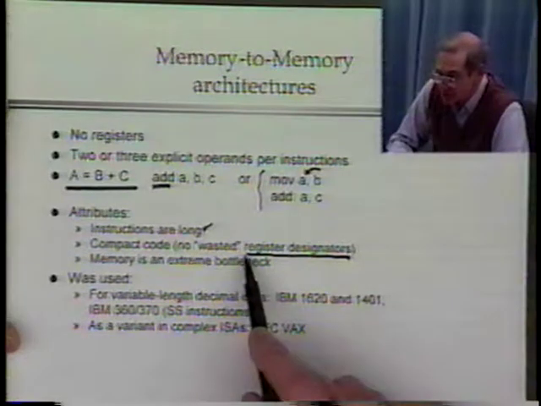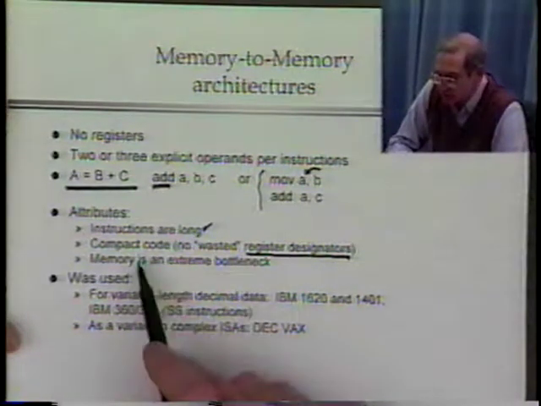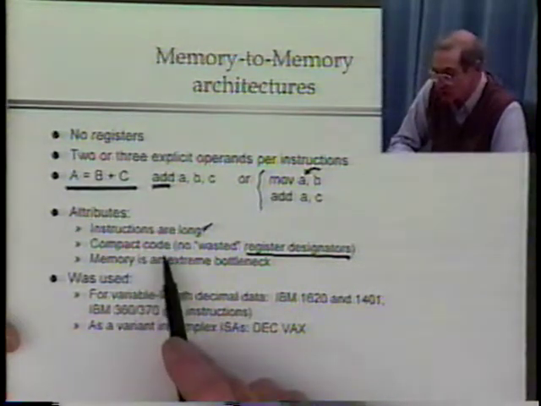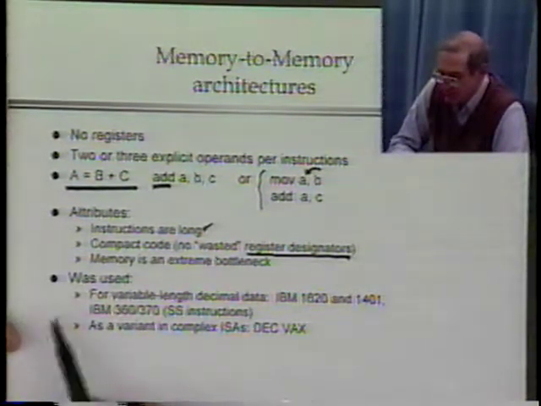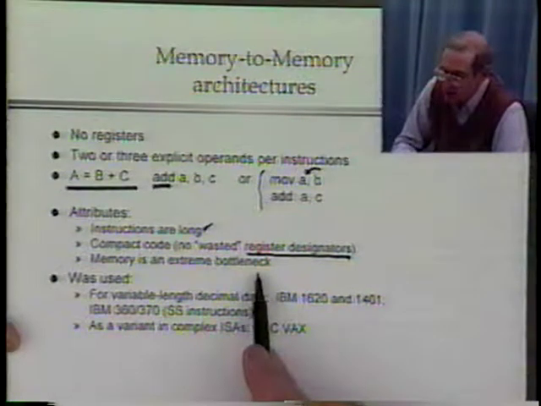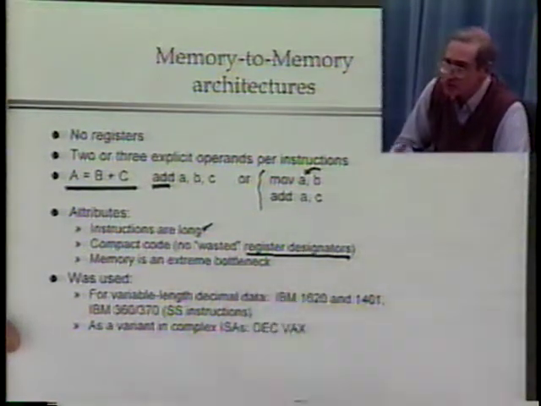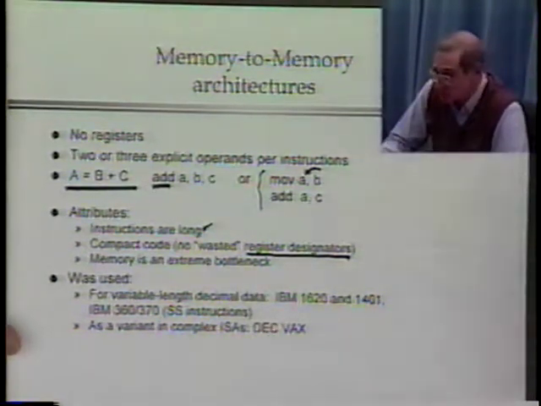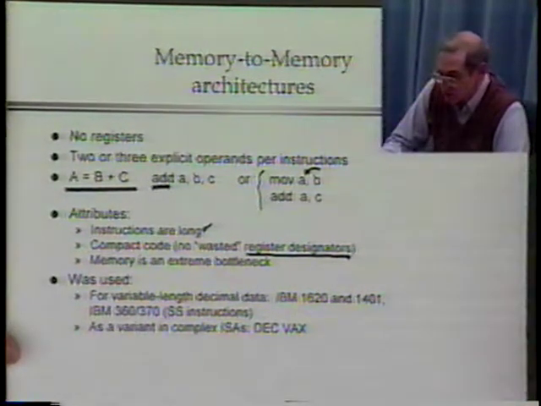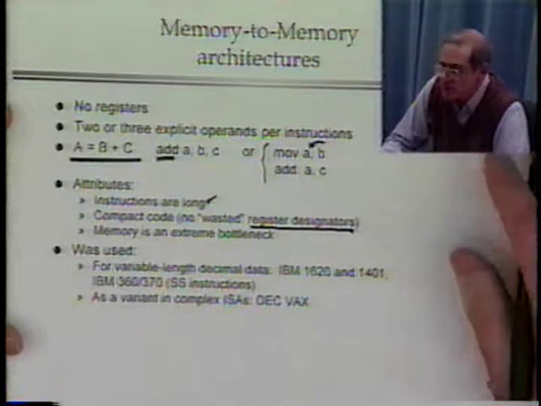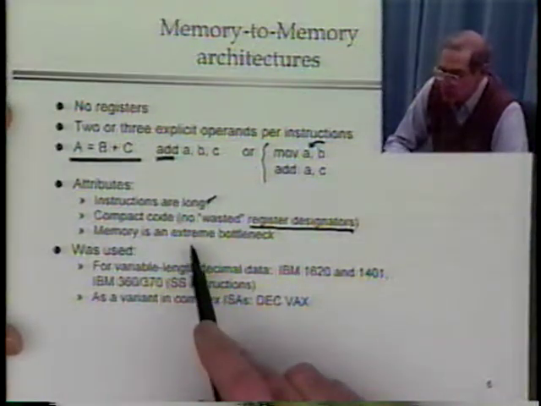making efficient programs. But the easiest kind of compilation and the most compact code, because it doesn't reference any of those registers, is this kind of memory-to-memory architecture. But again, memory is an extreme bottleneck. You don't wind up having registers that save temporary values that you can use for common subexpression elimination and those kinds of optimizations. So these machines are not popular anymore, certainly.